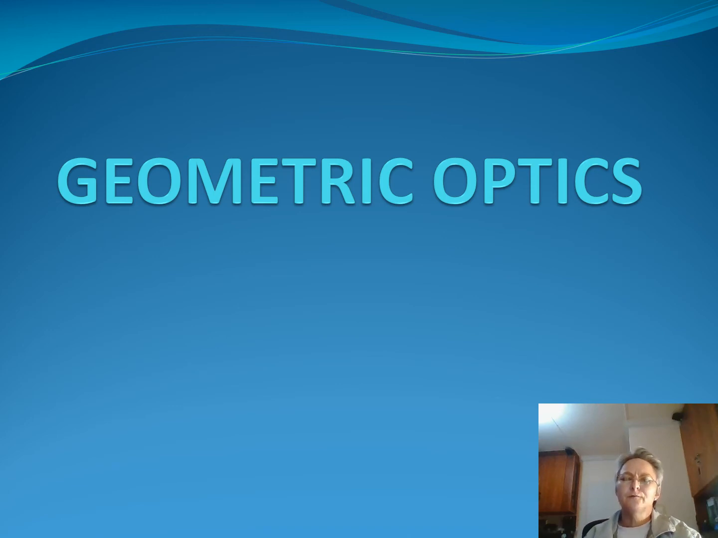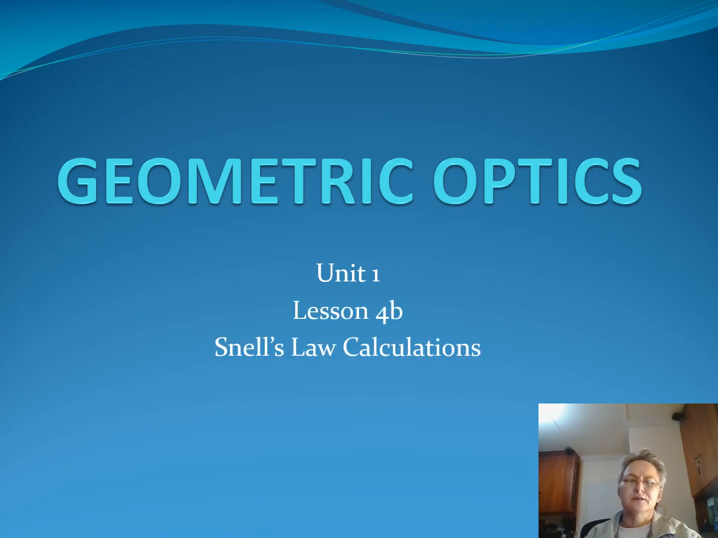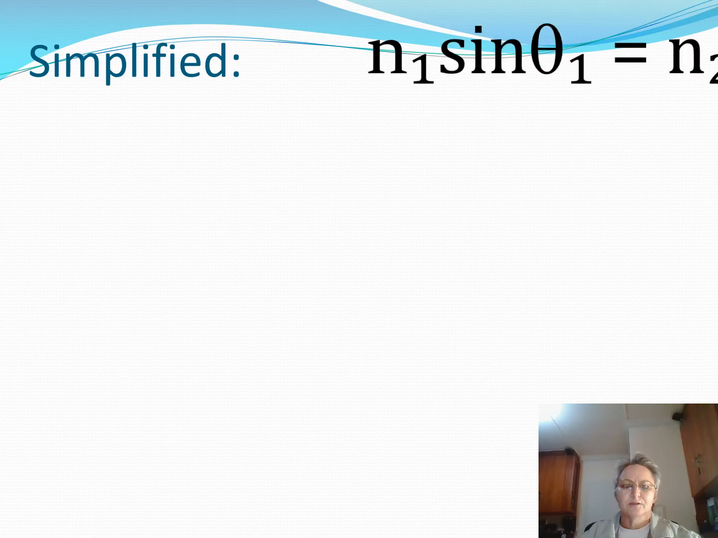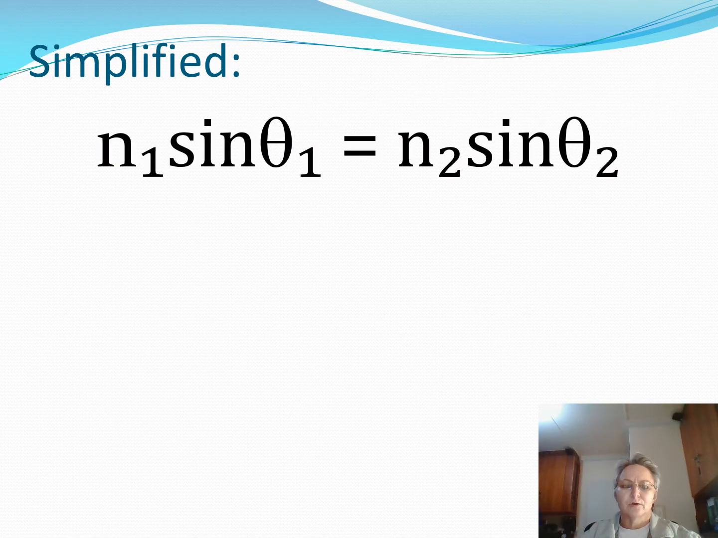Welcome back to the fourth lesson on geometric optics, and in this lesson I would like to discuss the ray diagrams that we use as light moves from one optical medium into another, as well as Snell's law. So if we take that and we simplify it, we get n1 sine theta 1 equals n2 sine theta 2.